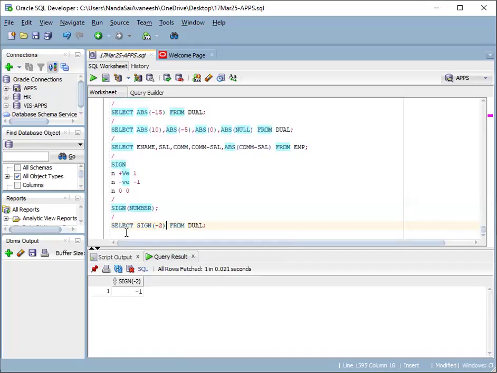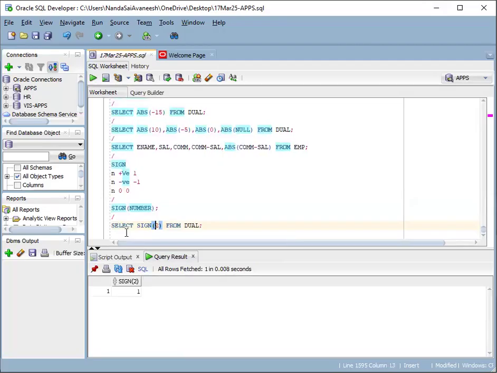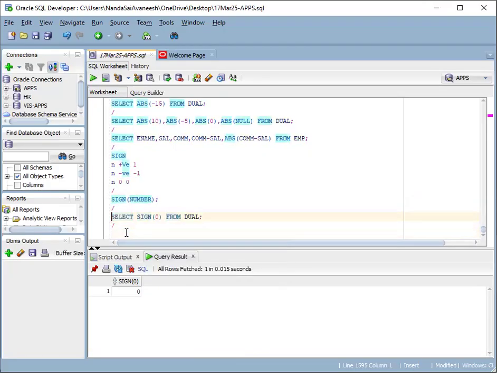That is giving -1. Suppose it is positive 2, then it is giving 1 only. Suppose 0 is there, then sign of 0, 0 will come. So like this, it is not going to return the number. It is going to return -1, 1, 0 based on the number value. If it is a positive number, it will return 1. If it is a negative number, it will return -1. If it is 0, it will return 0 only.